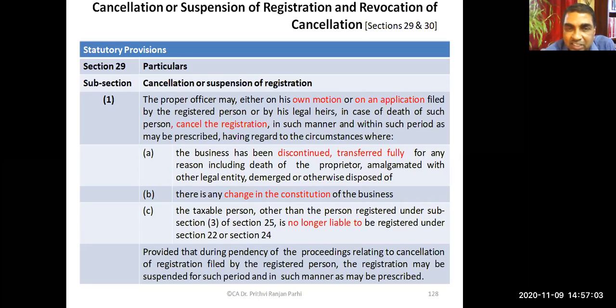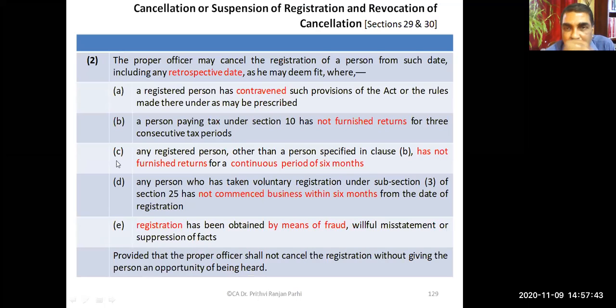In different circumstances, cancellation might be necessary. Some of the circumstances are listed here: the business might have been discontinued or fully transferred, or there may be death of the proprietor, or the business might have amalgamated with some other business, or there is a change in constitution, like a change in the partnership deed, etc. Or the person may no longer be liable to be registered. In such situations, the proper officer can cancel suo moto, or the registered person may apply himself for cancellation of his registration.